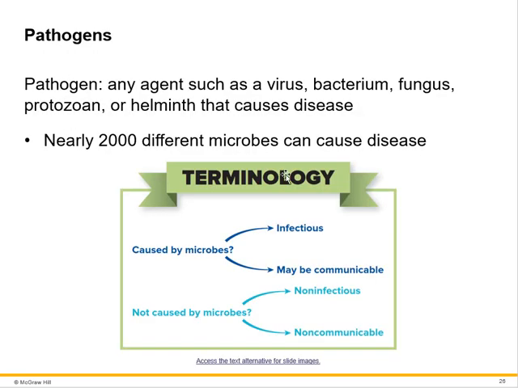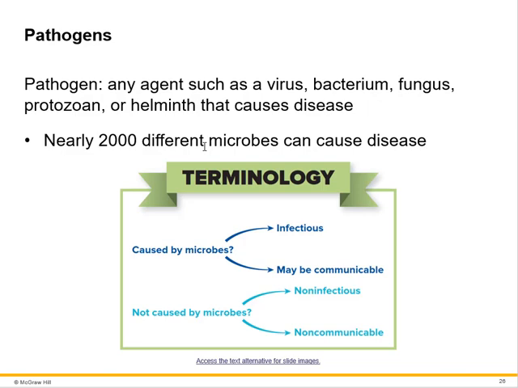Pathogens are any agent, such as a virus, bacterium, fungus, protozoan, or helminth, that cause disease. There are nearly 2,000 different microorganisms that cause disease. As far as terminology is concerned, we need to understand that an infectious disease or microbes may be communicable, and may be infectious. So what is the term infectious? Generally when we're talking about microbes, they are infectious, and diseases that are not caused by microbes are considered non-infectious.